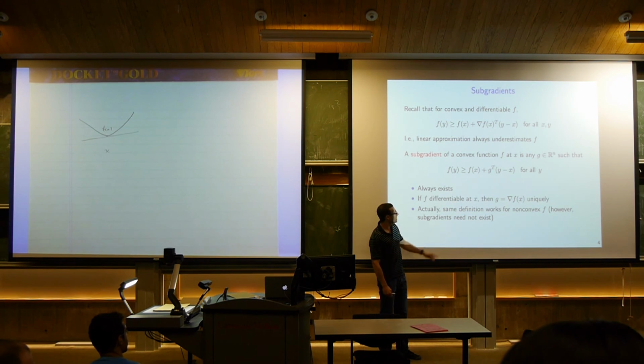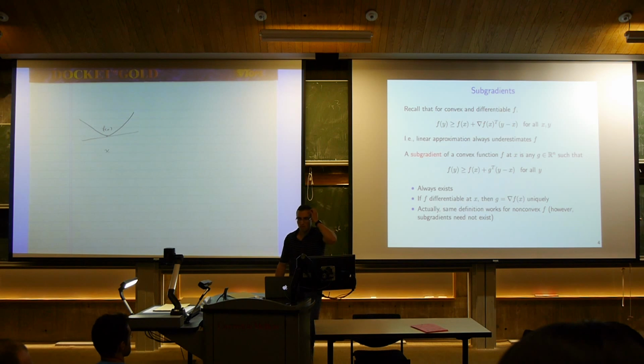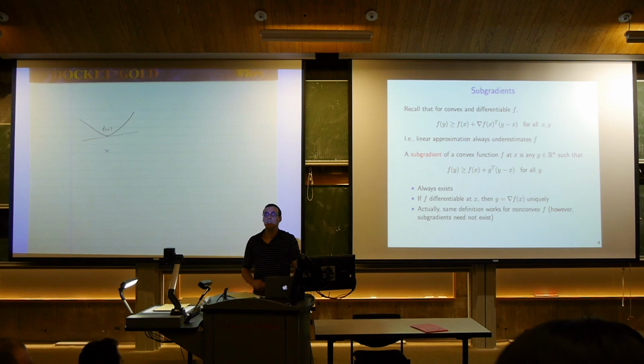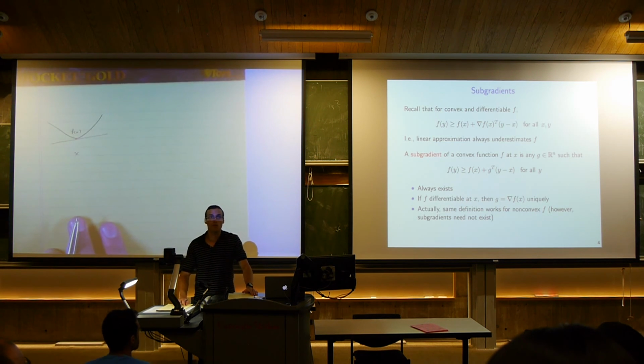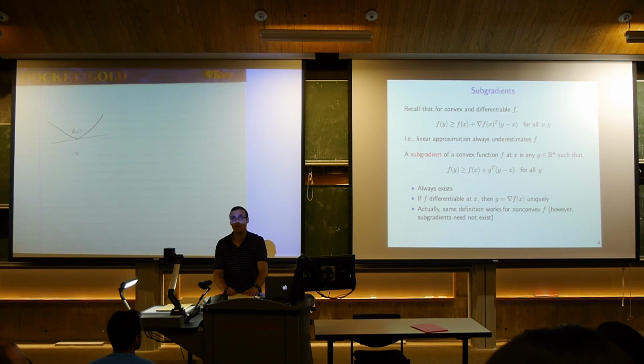And in fact, the same definition is going to work for a non-convex function, even if I didn't put convex up there. The same definition would work for a non-convex function, but subgradients need not exist. I don't always need to have subgradients, even for differentiable non-convex functions. So who can give me an example of a non-convex function that's smooth but doesn't have subgradients? Or at least at some points doesn't have subgradients?